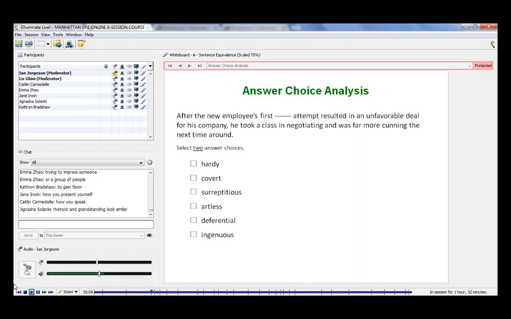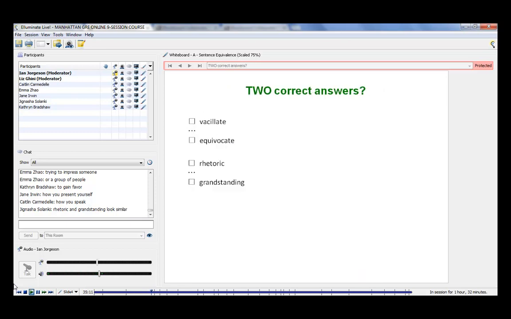So the point to take away from this one is that in the first problem we looked at, vacillate and equivocate were the correct answers. And those were really true synonyms. But in the second problem we looked at, rhetoric and grandstanding, those are not exactly synonyms. If you look up the word vacillate in a thesaurus, equivocate will be given as one of the words. Same thing, if you look up equivocate in a thesaurus, vacillate will be there. I guarantee it. But in a thesaurus, you might not see rhetoric for grandstanding or vice versa.